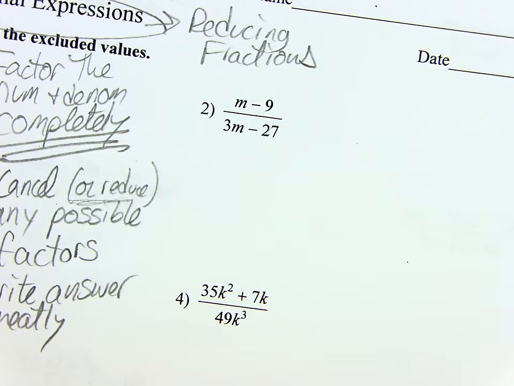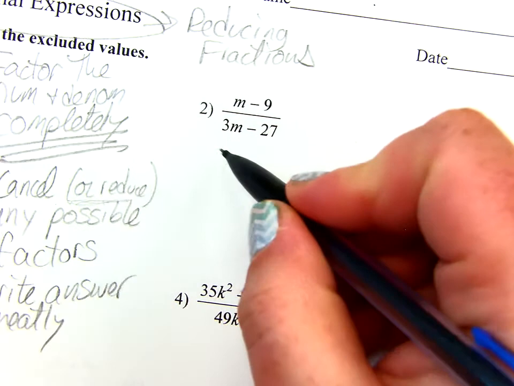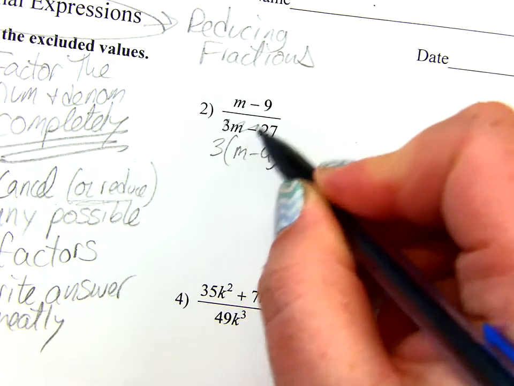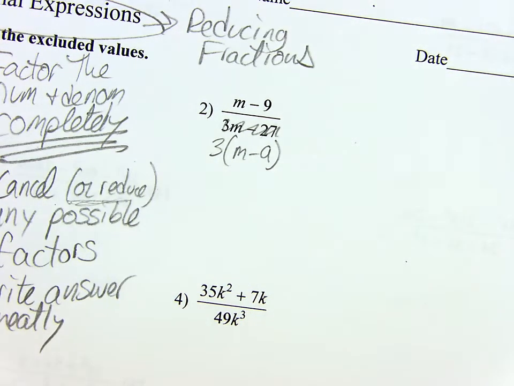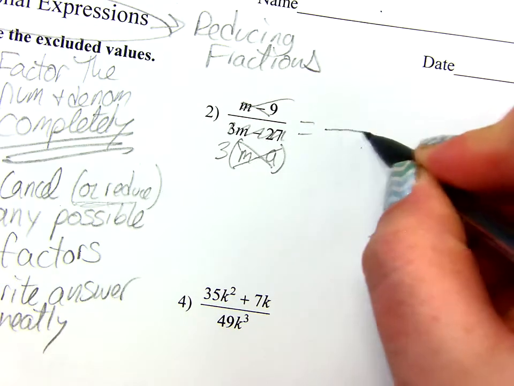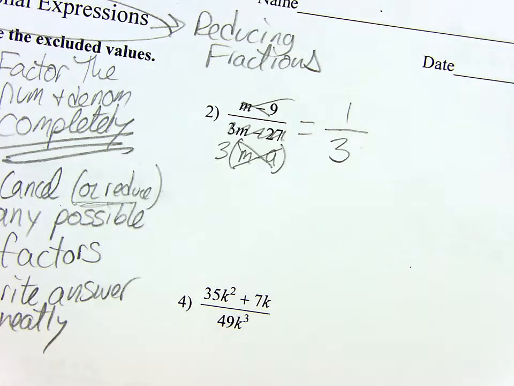Is there anything for me to factor out of the top? No, so the top is already done. The bottom, what can you do, if anything? Take out a 3. Take out a 3, and then you'd have m minus 9. And then, is there anything that you could cancel? The m minus 9 with the m minus 9. So my final answer is 1/3.